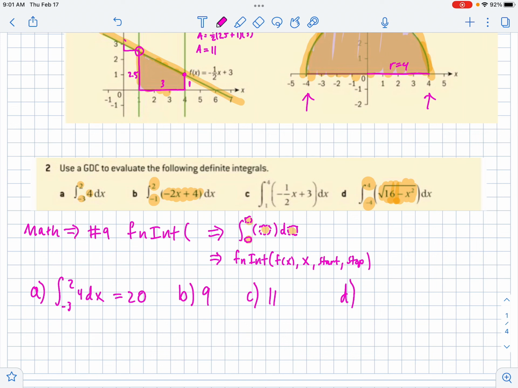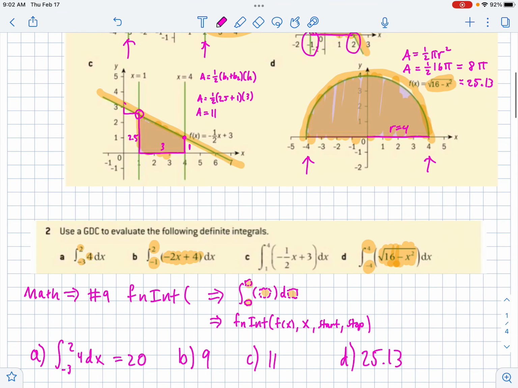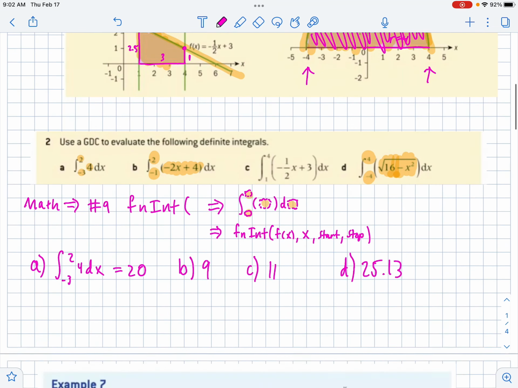Here, I'll do D, just to make sure we're on the same page. Math, and then it's going to go from negative 4 up to positive 4, and then I'm going to put the square root of 16 minus x squared, with respect to x. Well, it's thinking for a long time. Must be a hard integral. Yep, 25.13. We nailed it. So if you integrate a function from a certain start to a stop point, you're finding the area underneath the curve.